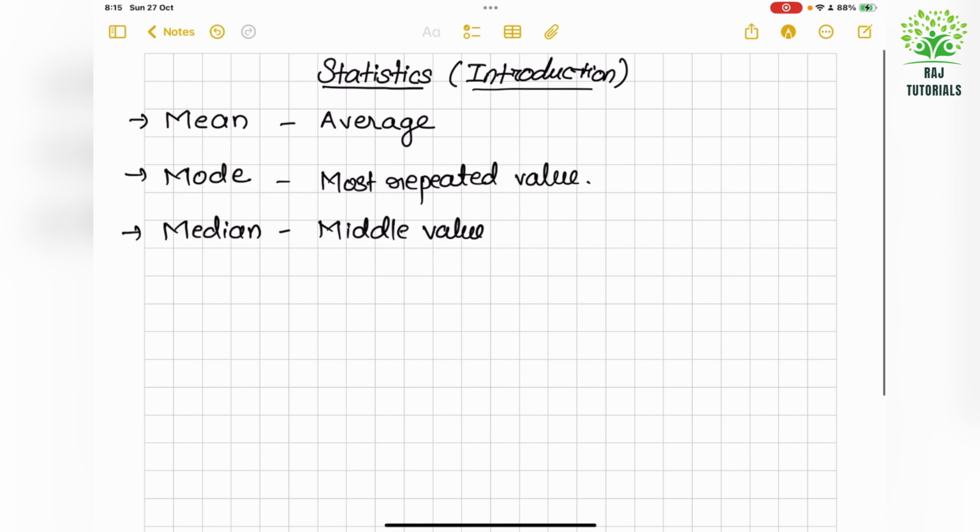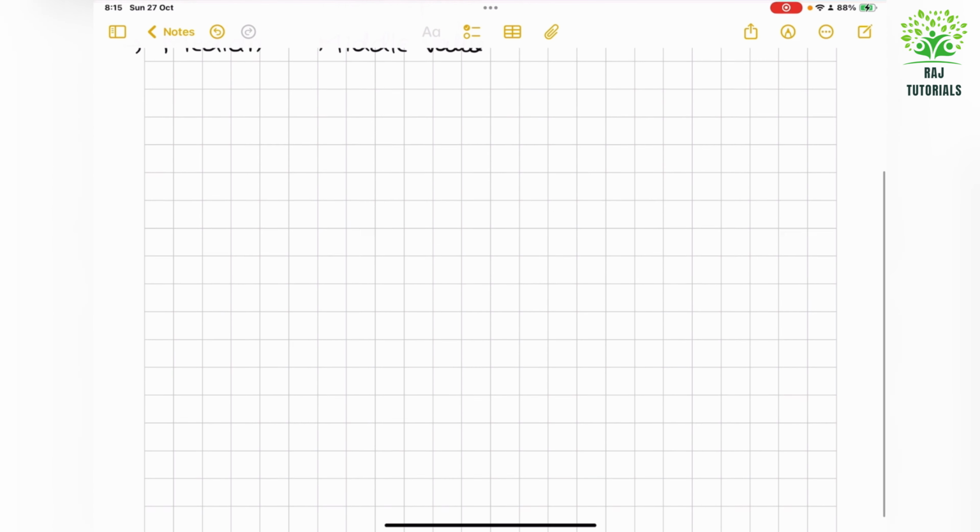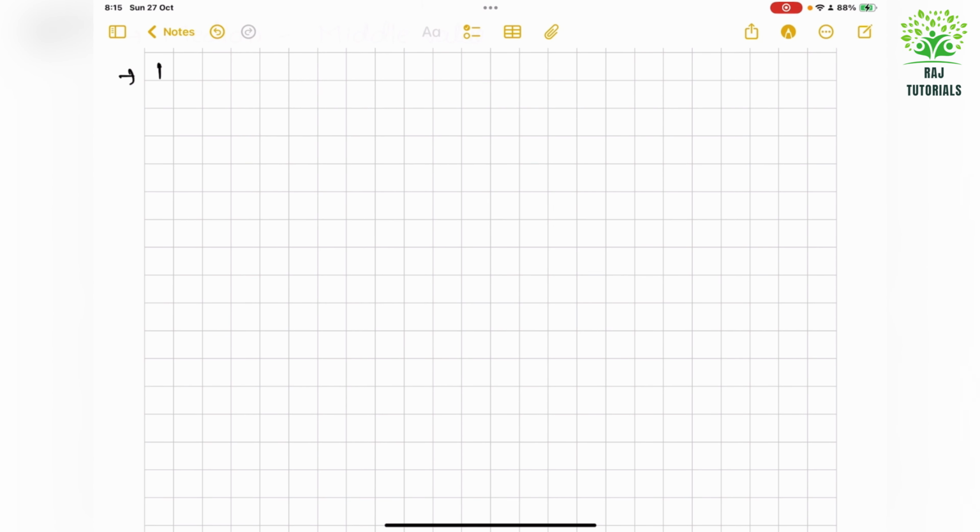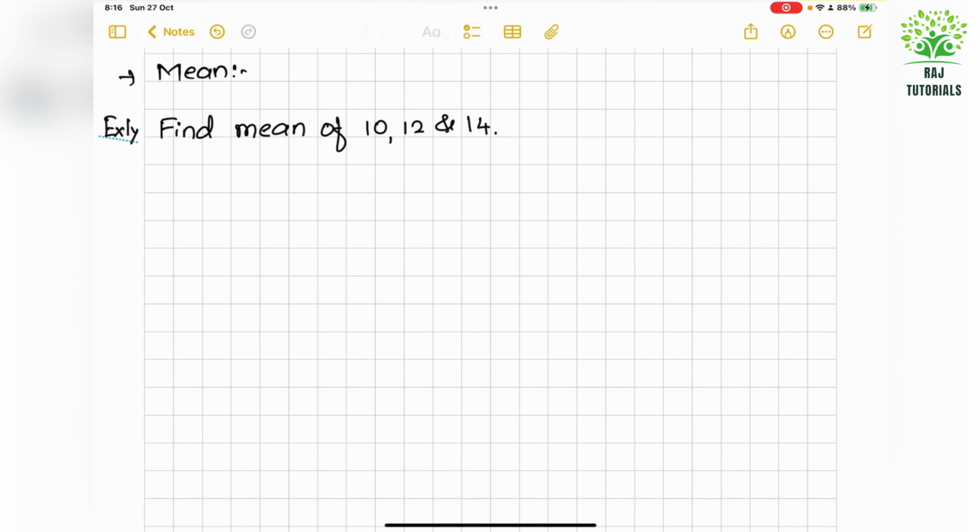Now let us take some examples and understand the same. So now first let us do mean. For mean we are taking some examples. First example, I am taking a simple one. Find the mean of 10, 12 and 14. Suppose three numbers are given and I am asked to find the mean.